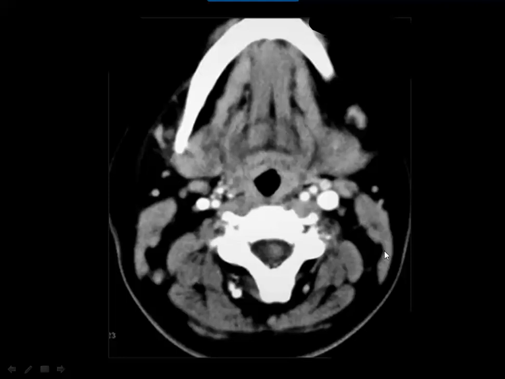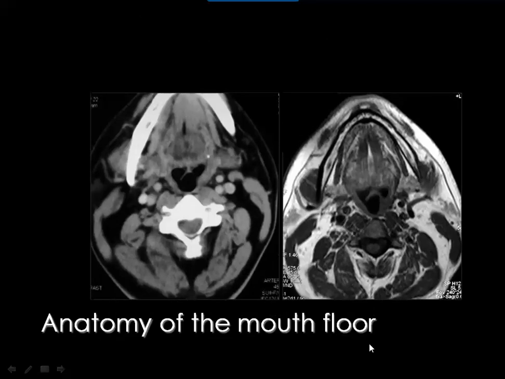The sternomastoid on the left side and the sternomastoid on the right side. Of course, you know that this is a lymph node which is pathologically enlarged, related to the left submandibular salivary gland. And here is the anatomy of the mouth floor. The GG, genioglossus muscle, on both sides. Then the MH, which is the mylohyoid muscle, and this is the oral cavity, where you can see the tip of the epiglottis.